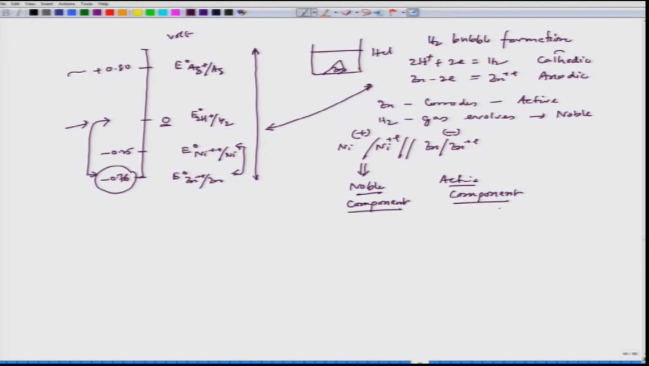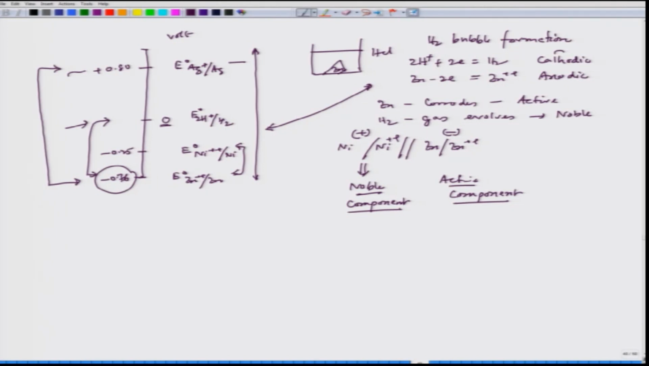For example, if I connect Ag and zinc, we would also see similar behavior. That means Ag would deposit because of the reduction of Ag+ ion, and zinc would dissolve because of its active nature, since its reduction potential is way below the reduction potential of Ag+/Ag.